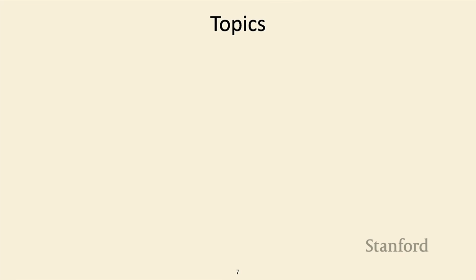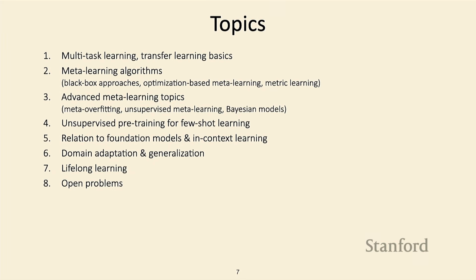Cool, so along those lines, we'll cover a wide range of topics in the course. We'll start with the basics of multitask learning and transfer learning. We'll move into 3 broad classes of meta-learning algorithms, including black box approaches, optimization-based approaches, and metric learning. We'll also cover more advanced meta-learning topics such as overfitting in meta-learning, unsupervised meta-learning, and Bayesian meta-learning methods, before moving into other approaches for few-shot learning and adaptation, including unsupervised pre-training and domain adaptation and domain generalization.